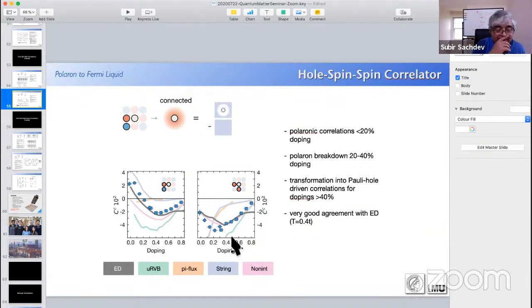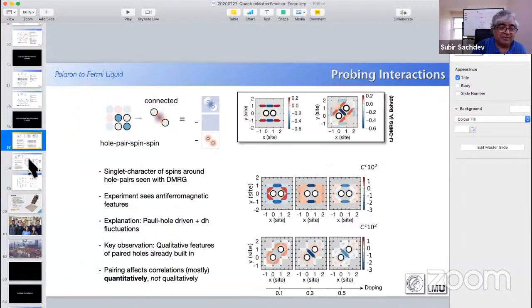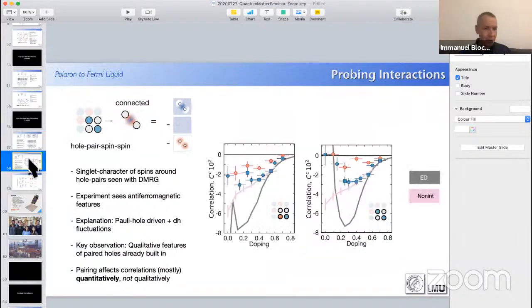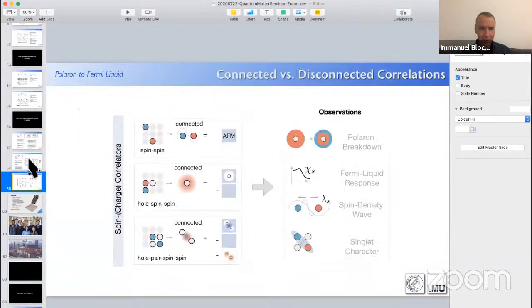So my question is, Immanuel, can you show the second to last transparency on the crossover? You mean this kind of summary of everything? Yeah, the next one. There you go. So there are various criteria in here. One is polaron breakdown. The other, for example, is the spin density wave, which I see. Do these crossovers between the two regimes happen at roughly the same doping?